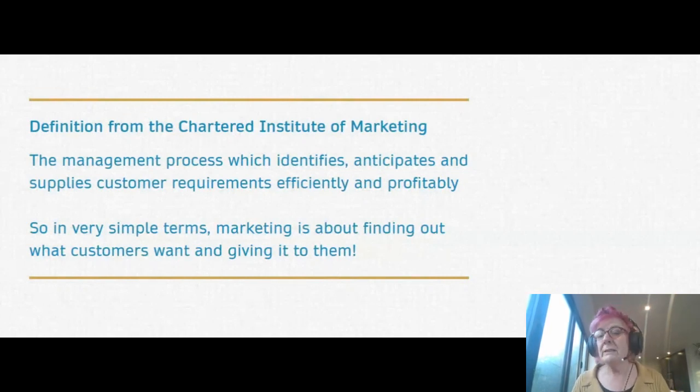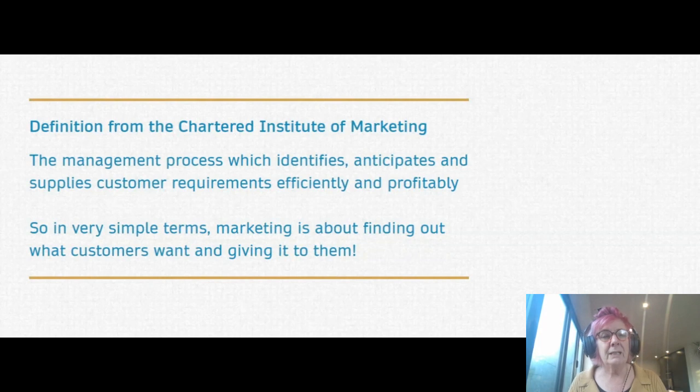If you look online, you'll see 1,000 different definitions of marketing. This one I like because I think it's comprehensive but quite simple. And it comes from a reliable source. It comes from the Chartered Institute of Marketing. And they say that marketing is the management process which identifies, anticipates, and supplies customer requirements efficiently and profitably.